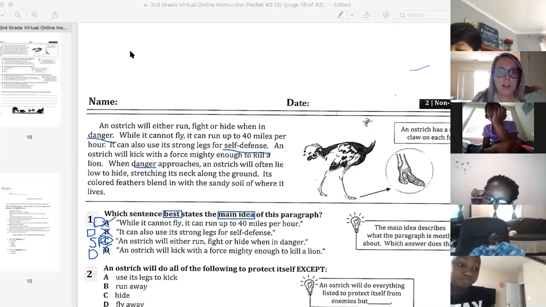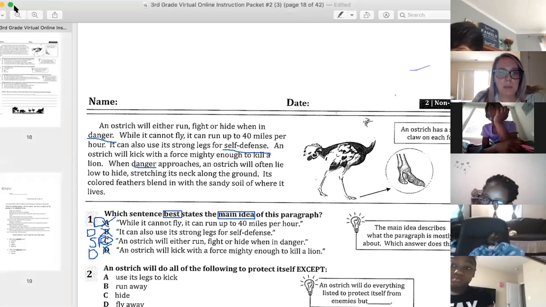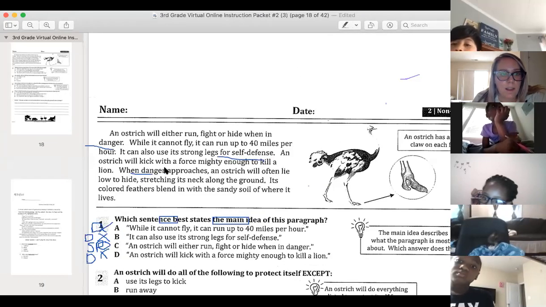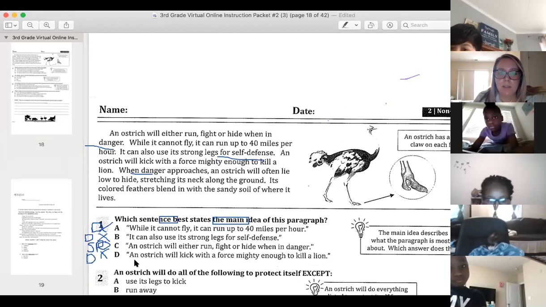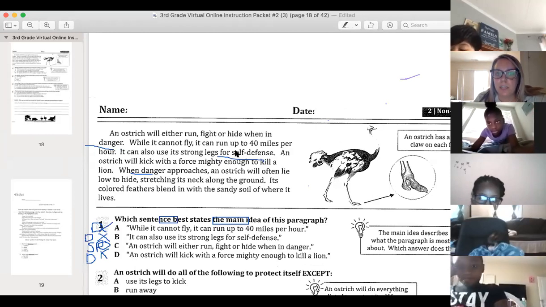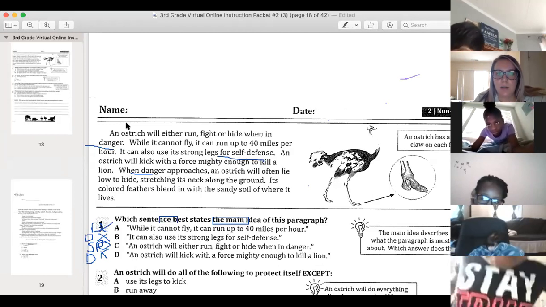So C, it's telling us an ostrich either runs, fights, or hides when it's in danger. And if we go back into the passage, it says, cannot fly, can run up to 40 miles per hour. It will use its strong legs for self-defense. And then when danger approaches, an ostrich will hide. So those A, C, B, and D are just the examples from the text telling us how an ostrich protects itself when in danger. Because it's talking about danger and what it does to protect itself, C would have to be the answer.